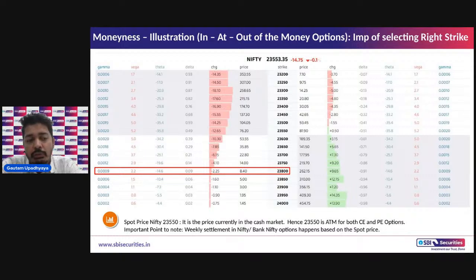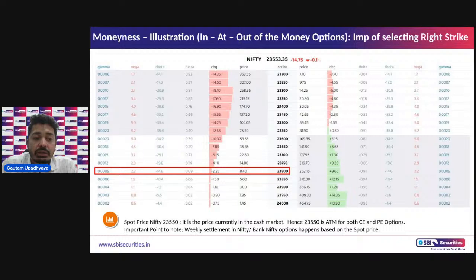If you open the option chain, most of the time the at the money strike is decided based on where the futures is trading. So suppose futures is trading at 23,600, if you open the option chain, 23,600 will be showing you that it is the at the money strike. But please do note, from an expiry perspective, it is important to know that your strike price that you have selected is at the money in terms of spot price, because the settlement of weekly contracts happens on spot basis, not on future prices. So it is very important.